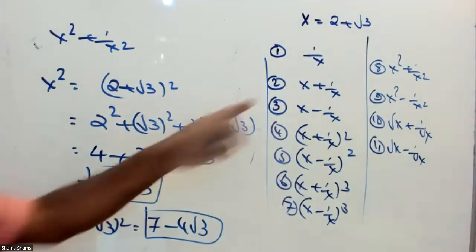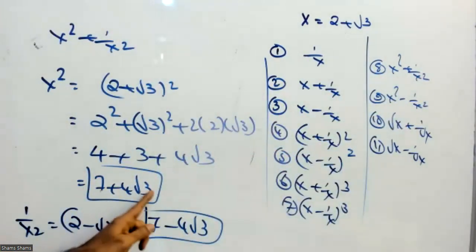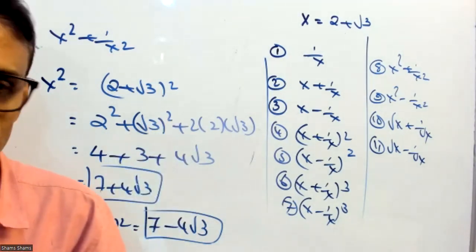Then our actual requirement is what? X square plus 1 by x square, right? When we add 7 plus 4 root 3 plus 7 minus 4 root 3, this part cancels, right? So the answer is 14. Check the previous answer. Correct or not? Another method, you can write that also.